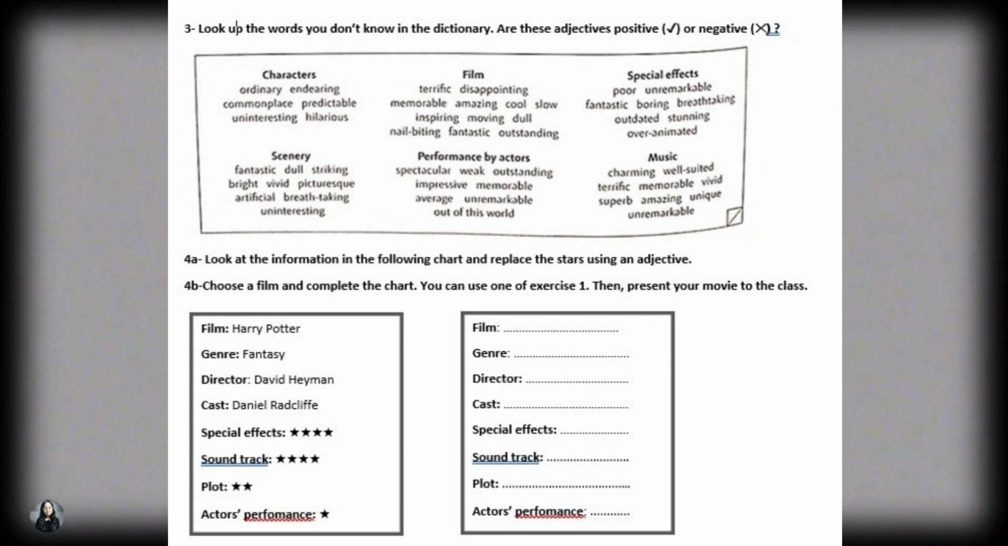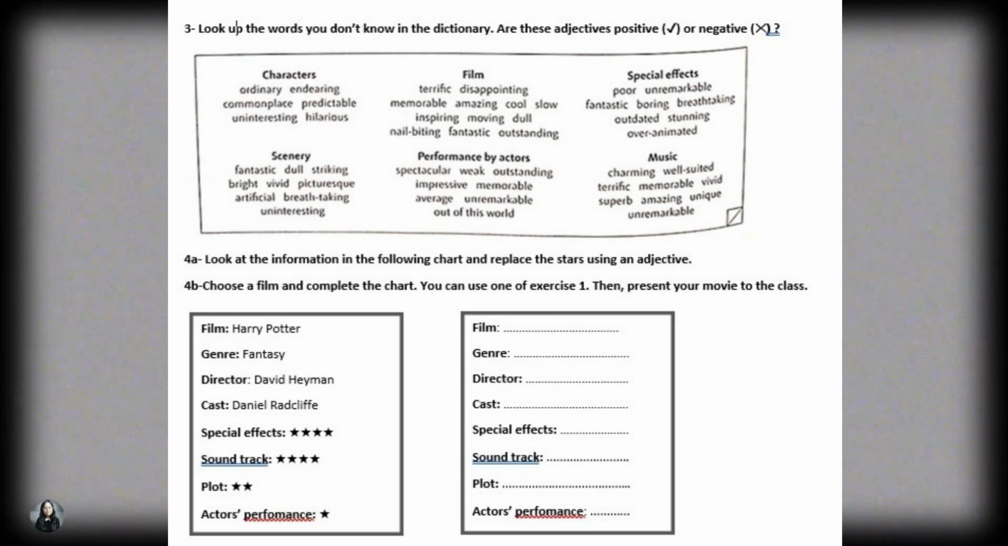In activity 4, the teacher presents a chart with information and score about different aspects of a Harry Potter film. Students are required to replace the stars with one adjective of the previous activity. Then, students in small groups will choose a film and complete the other chart. At the end, students will share their film with the rest of the class.